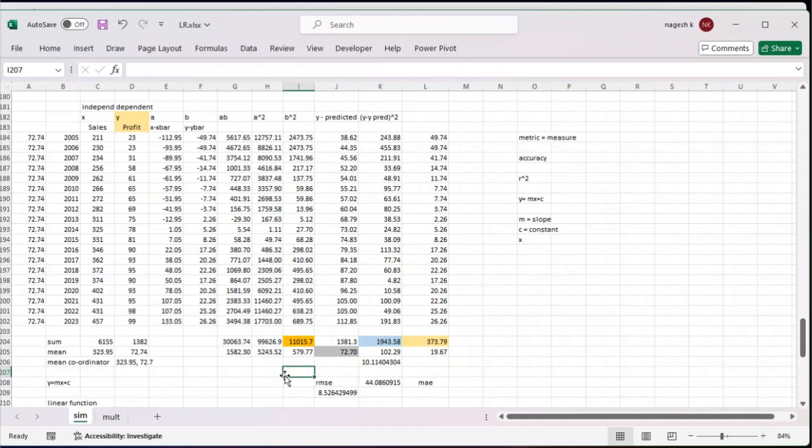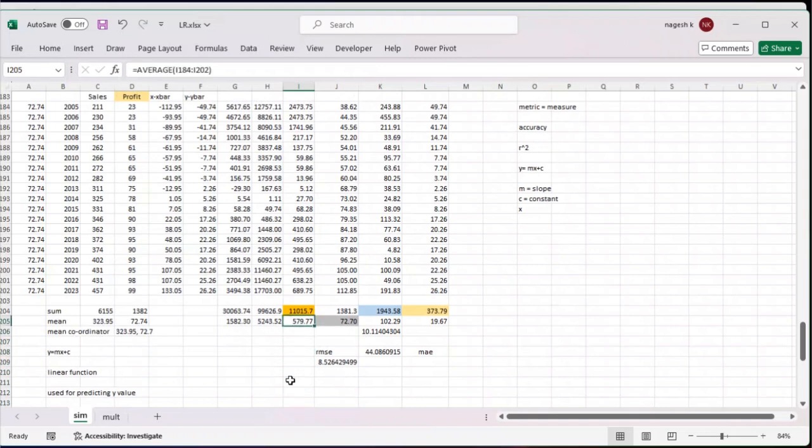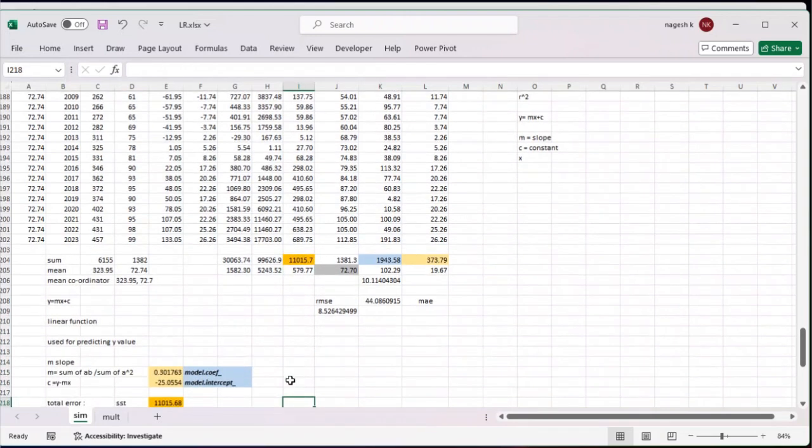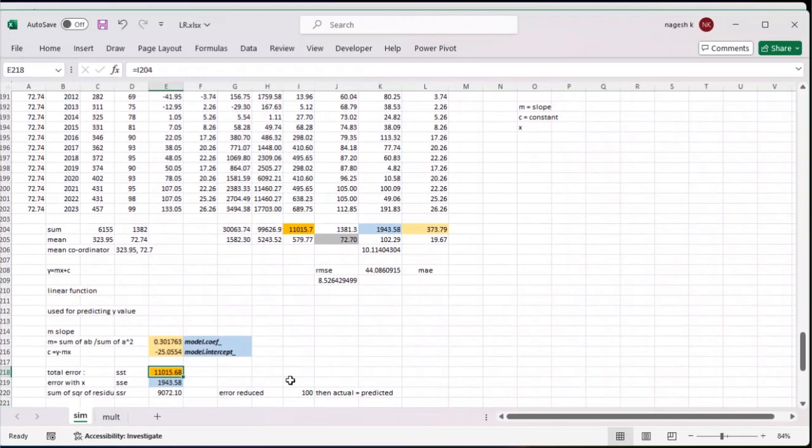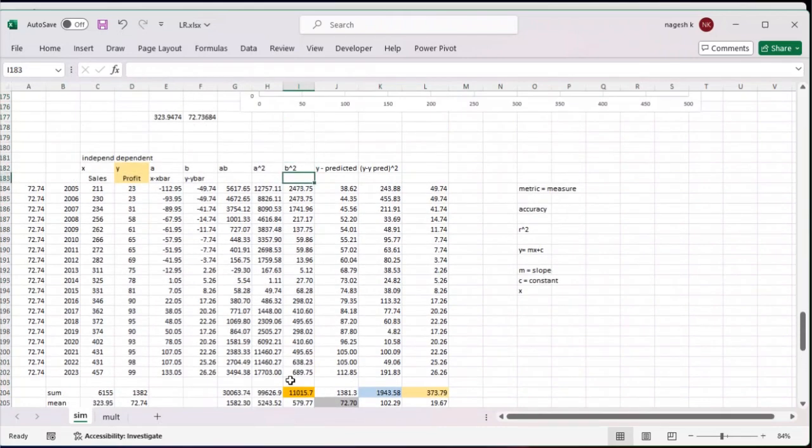We take the square because the total amount should not be zero. This is the total error. This error is actual minus predicted, and this error should be minimized. That's our target. This total error is called SST, sum of squares of total, the squared values of y minus y bar. This is the total error without having the x value.